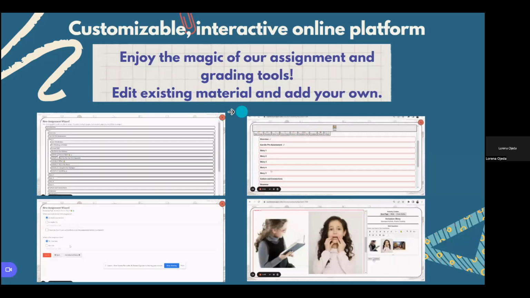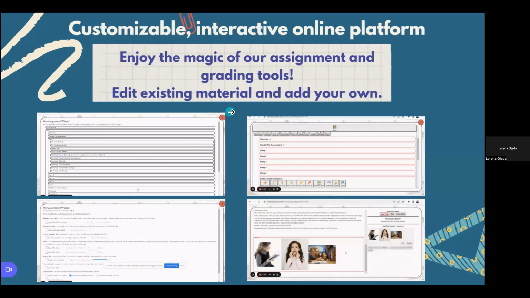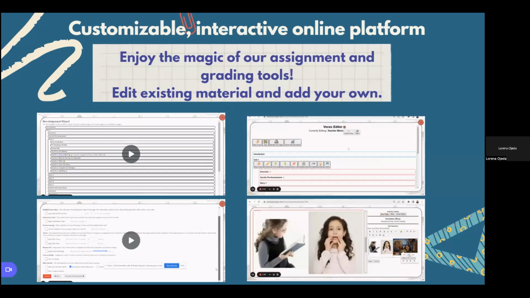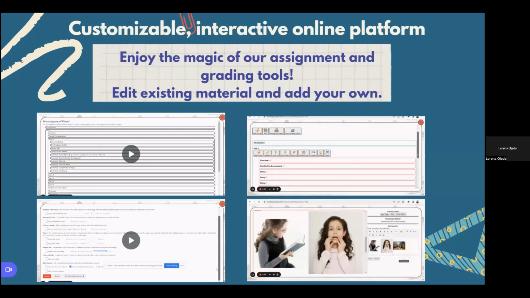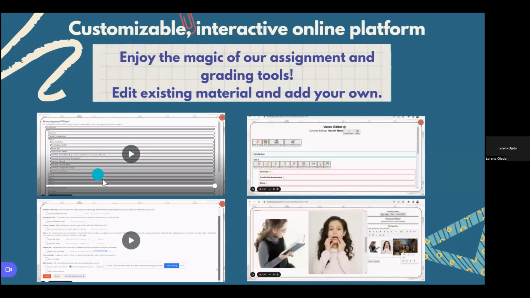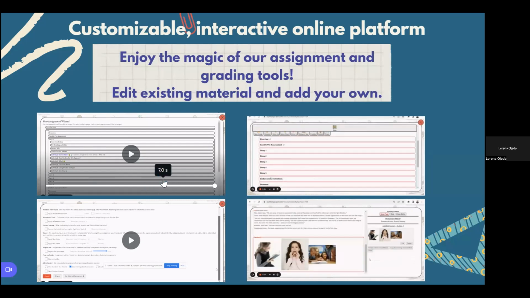And what is the magic of this great platform that we have right now with our Storyscape is that you can make the content yours. In which way? So if you would like, for example, your students would like to have a different ending for your story, you can edit the content.